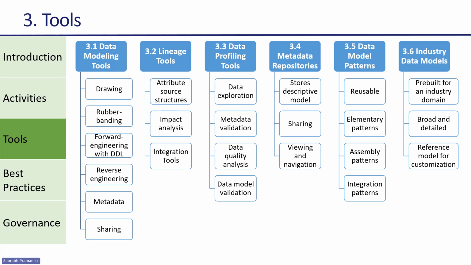For example, you can use some data modeling tools, and in the data modeling tools there are also different activities that you do. For drawing, you can use something like draw.io. You can also draw it on a piece of paper, or use a scratchboard. Then you have rubber banding, which is the automatic redrawing of the relationship lines. When you move entities from one place, the tool will redraw them. So those things you can do.